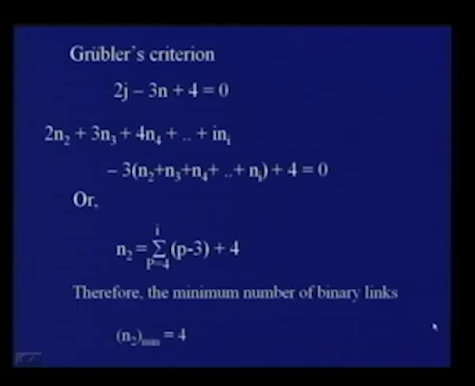Simplifying this equation, we can see that 3n3 cancels and ultimately we get n2 is equal to the sum of p minus 3, summed over all values of p starting from 4 up to I plus 4. That means n2 is given by p minus 3, p going from 4 to I plus 4. That means this p denotes the number of quaternary links and higher order links. So, you can easily see, even if this sum is 0, the minimum number of binary links n2 minimum is equal to 4.